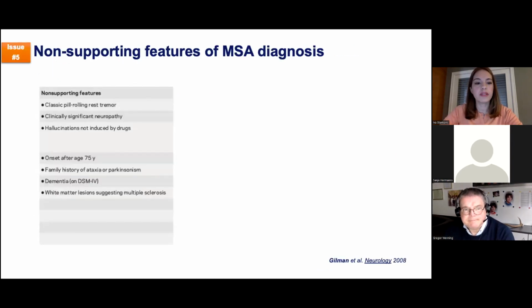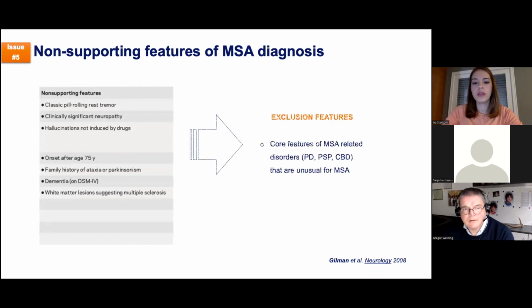Non-supporting features of MSA diagnosis could be replaced by exclusion features that would ideally be core features of MSA-related disorders, such as Parkinson's disease, PSP, and corticobasal degeneration, that are unusual for MSA.